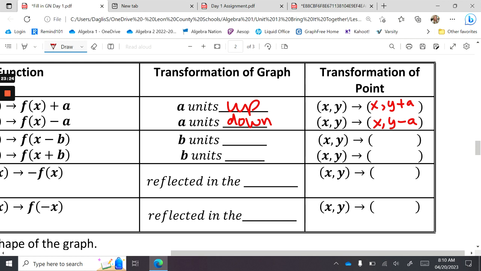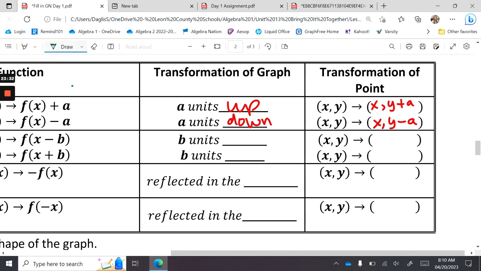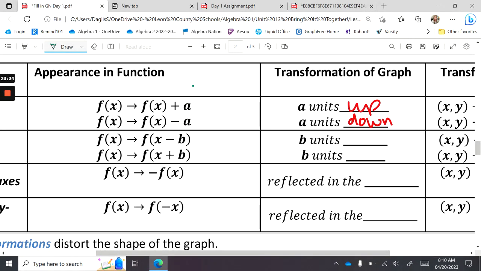So adding something on the end moves up and down. This should be a nice little review because you know all this. We've done it before. I haven't changed it yet. It's the 20th.